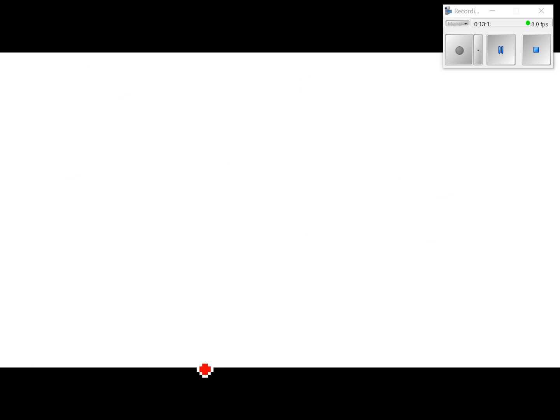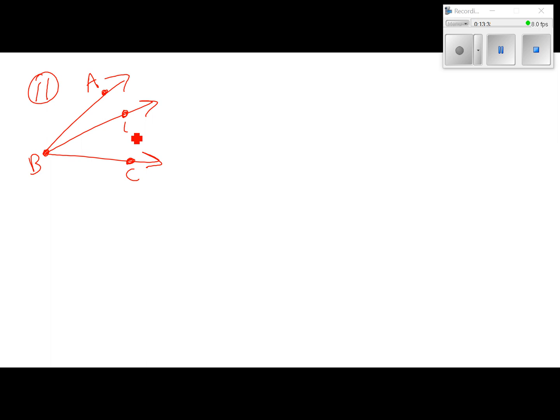Number 11 says, which statement, if any, about the diagram is true? They give us a diagram that looks something like this. Again, my picture might not look the greatest. That's A, that's B, that's C, that's E. And they put these little arcs in here to tell us that these two angles are congruent to each other.